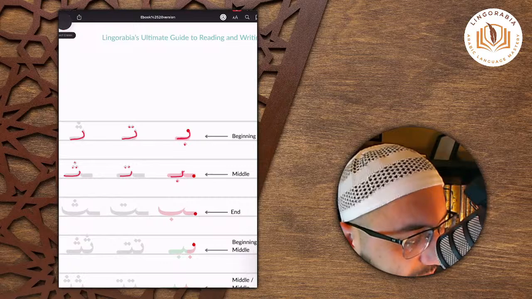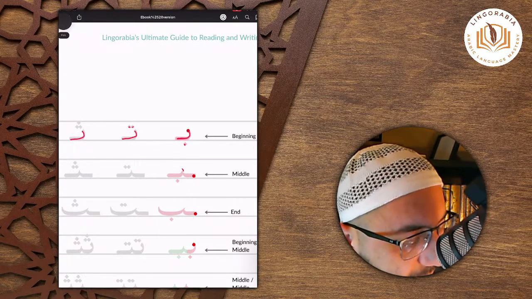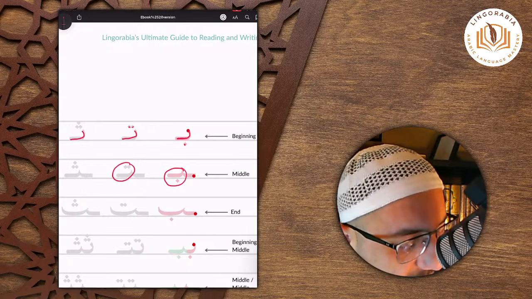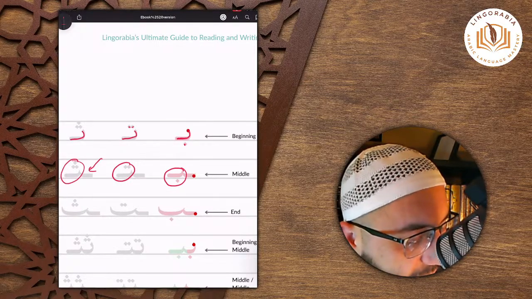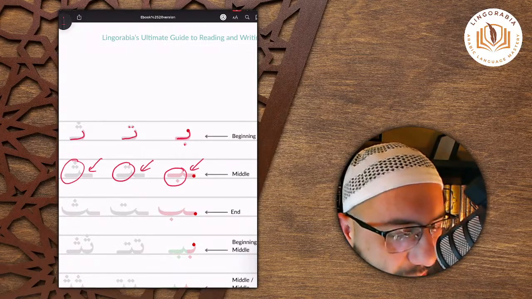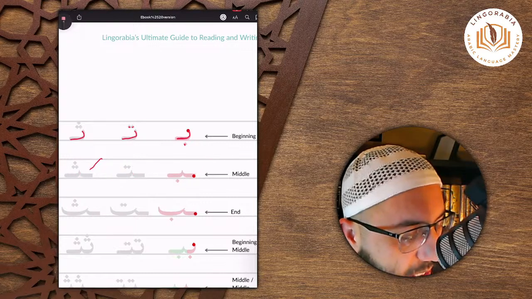And then at the end, we got the ba. So you got here another letter, and then you go for the ba. Another letter, you go for the ta at the end. Another letter, you go for the tha at the end. You see? This is how you write it at the end.